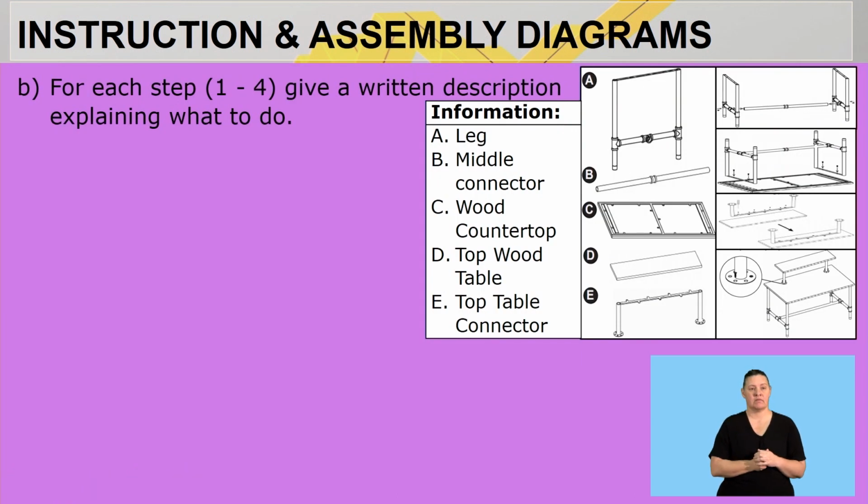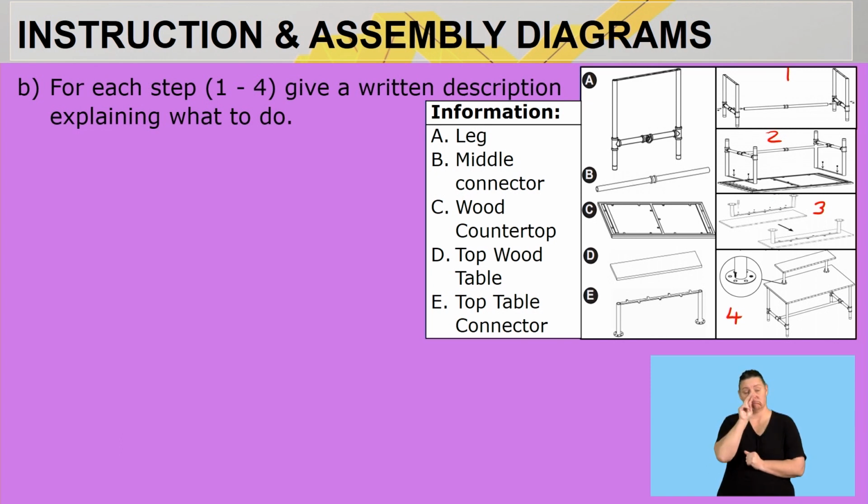Right, let's look at our next question. So here at question 3b, it says, for each step number 1 to 4, give a written description explaining what to do. Okay, so if I look, these are our steps. So this is step 1, step number 2, step number 3, and this will be step number 4 based on the diagram that was given to us. Okay, so if I look, what do you think is happening in step number 1?